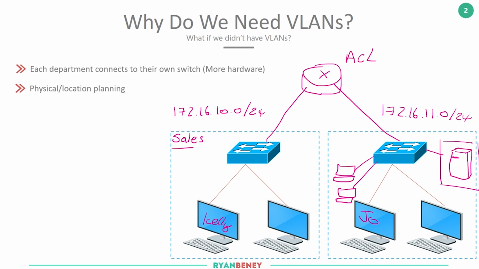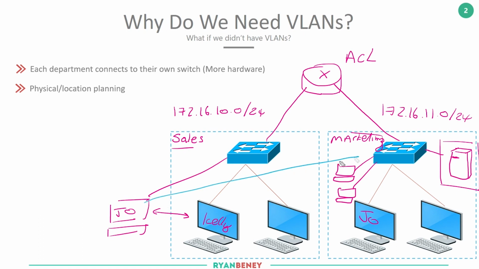But going back to the original design with marketing, let's say that marketing had a project to work with sales, and Joe decided to move over to the sales department in order to work better alongside Kelly. Well, because now they've actually physically moved, assuming that these switches are not close together and Joe can't have a connection directly back to that switch, Joe has to connect into the sales broadcast domain and in turn the sales subnet.